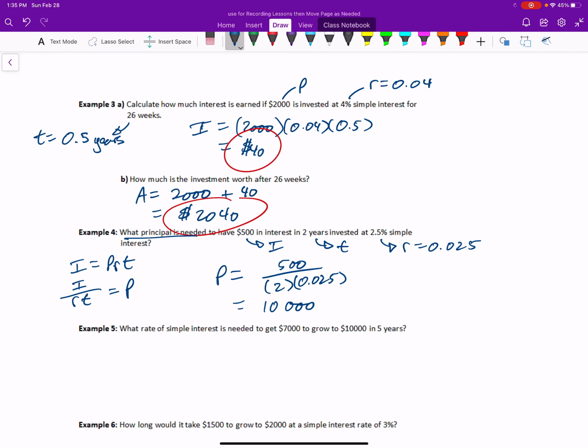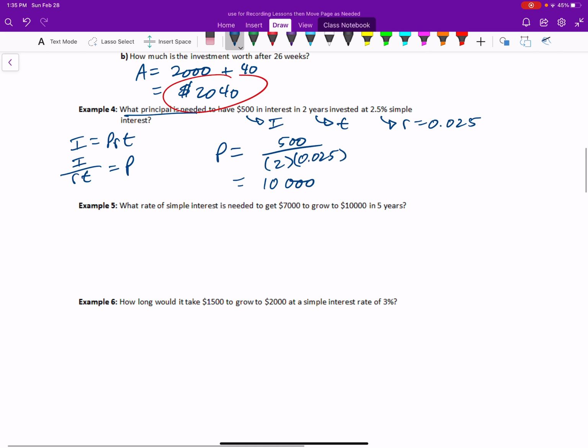So I would definitely, as I always do, encourage you to work out any of these problems with me and type them in your calculator and make sure you're getting the same answer as me. What rate of simple interest is needed? So this time we're being asked to find R. If I rearrange this again and isolate R, now P and T are going to be on the bottom. I'm going to divide both sides by P and T. Same thing, just R and P have swapped places.